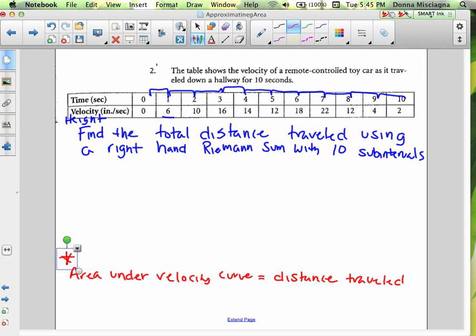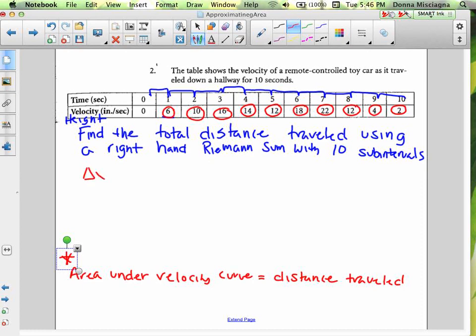So we're going to take this value, and this value, and this value, and this value. Each one of these represents the value on the right-hand side of the rectangle. Notice the first value did not get used, because it's on the left-hand side of the first rectangle. So now we need to find our change in x.